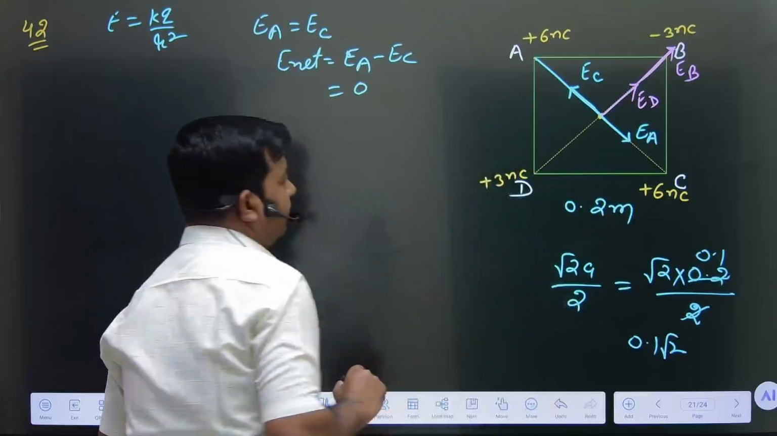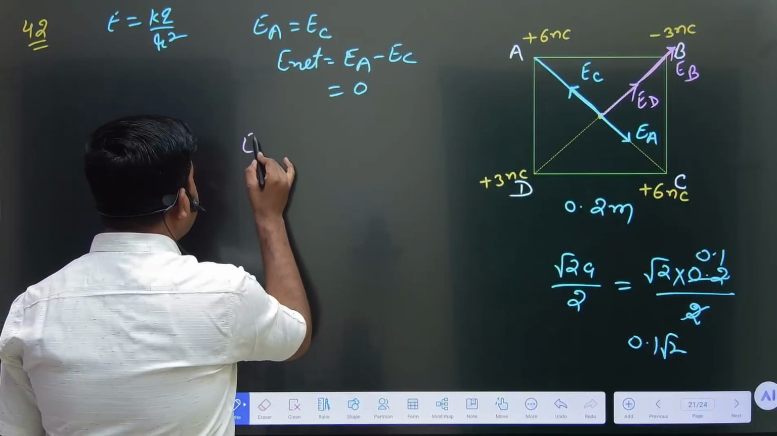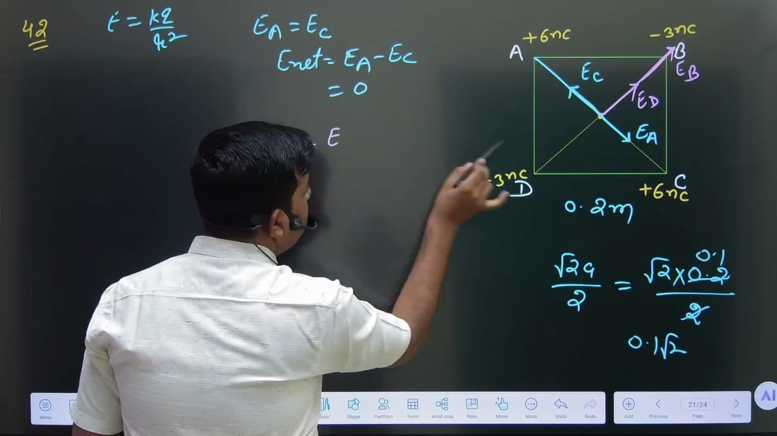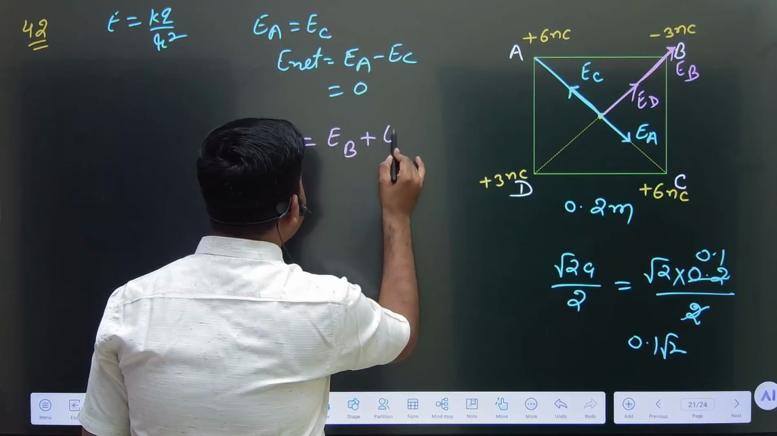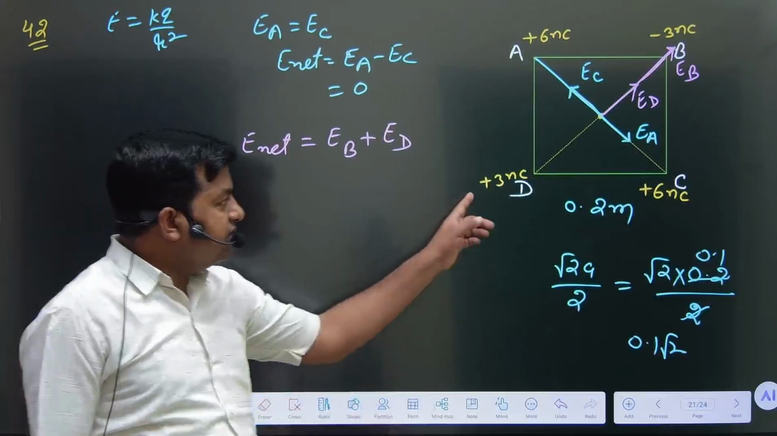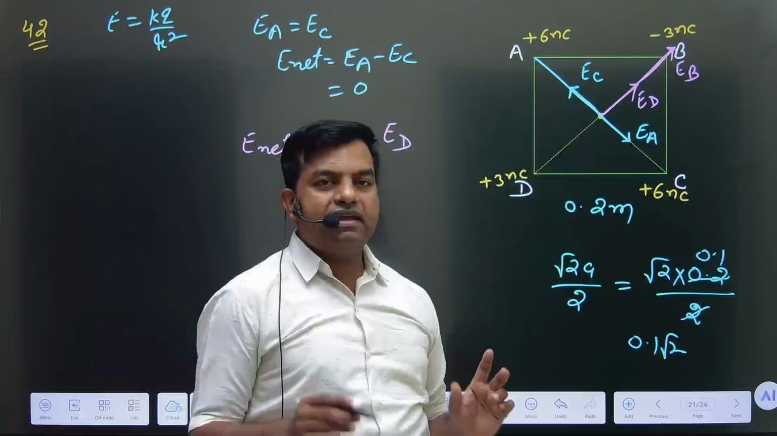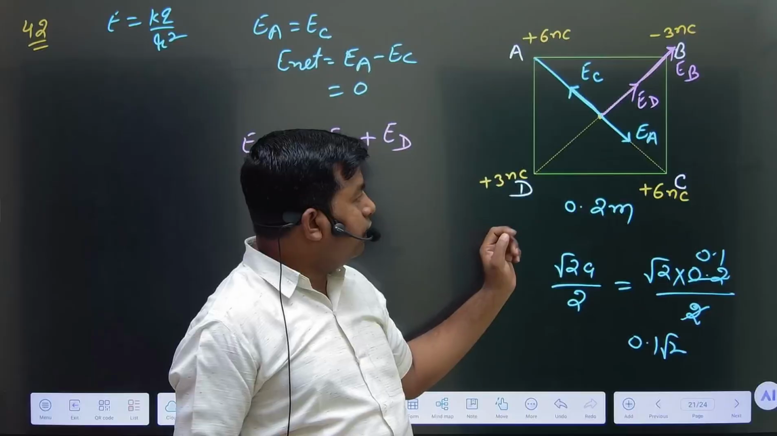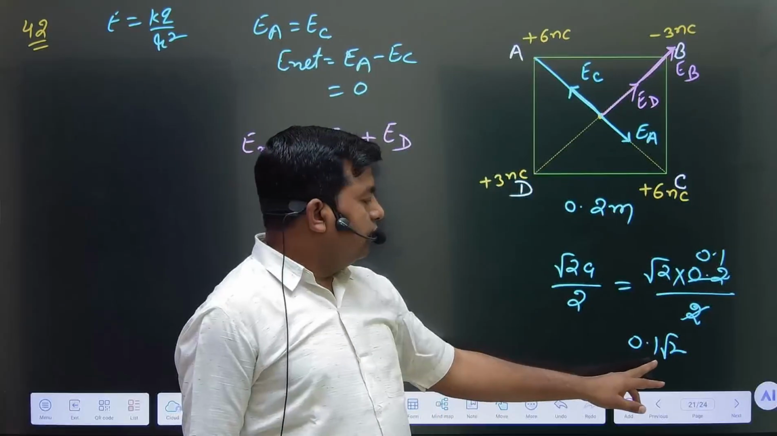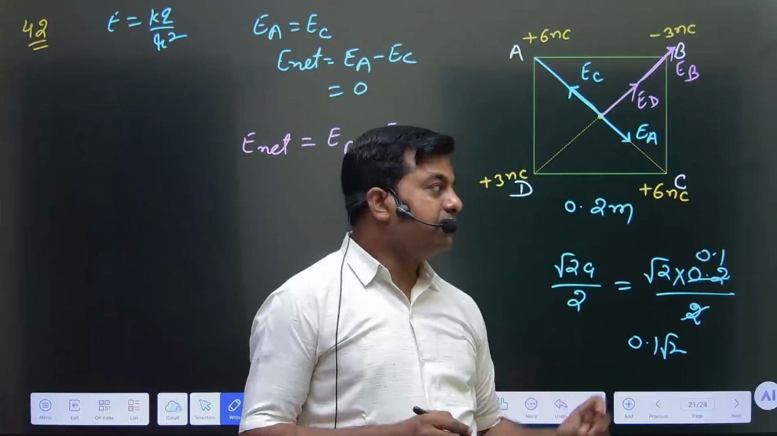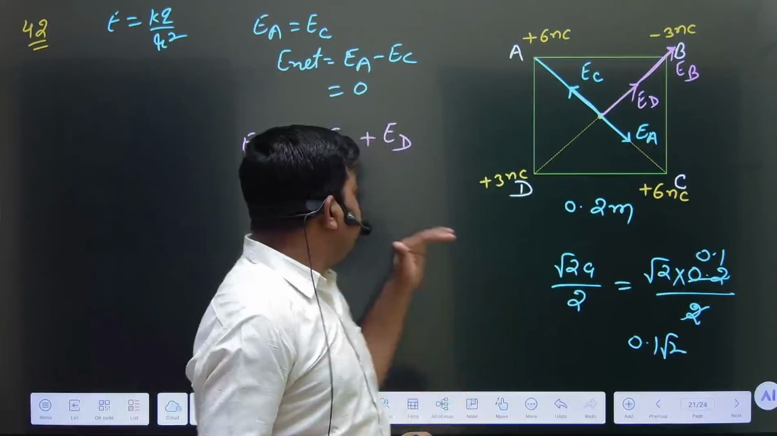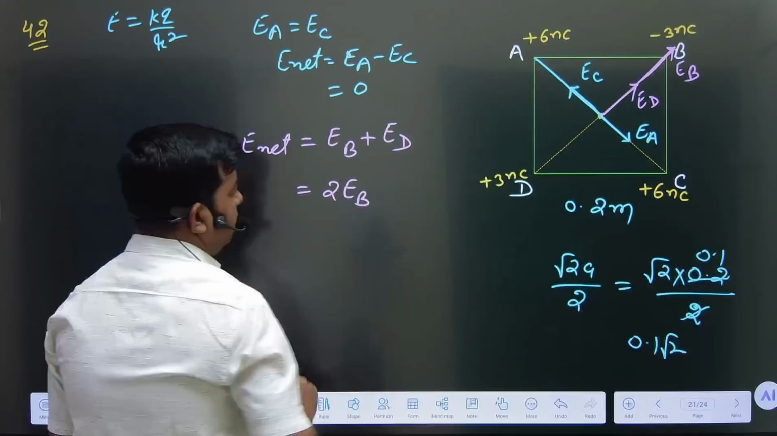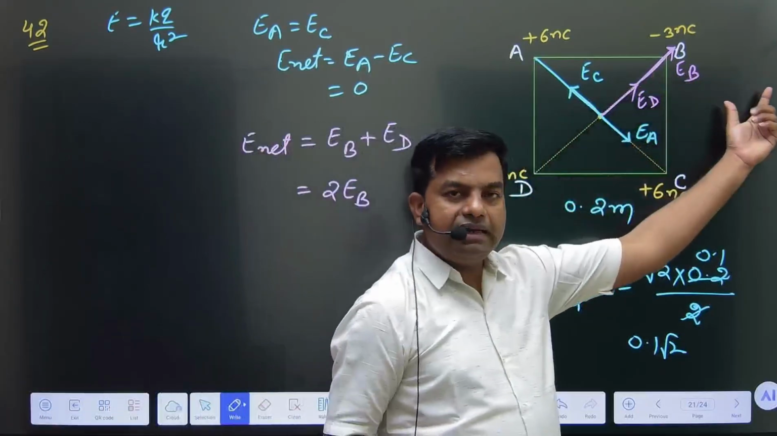So due to these charges, the electric field at the center is E net equal to EB plus ED. And again, this is plus 3, this is minus 3, and due to this minus sign, we have to take the direction. So this magnitude is 3, this is also 3, equal in magnitude, and this distance is 0.1 root 2. This is also 0.1 root 2, because we have to find the electric field at the center. So this field is also the same. So we write here 2EB, because EB equals ED.